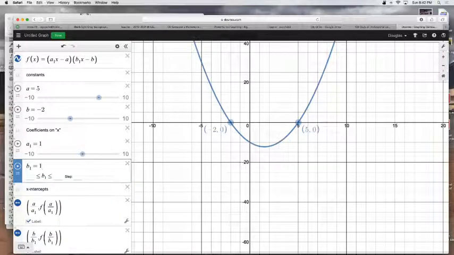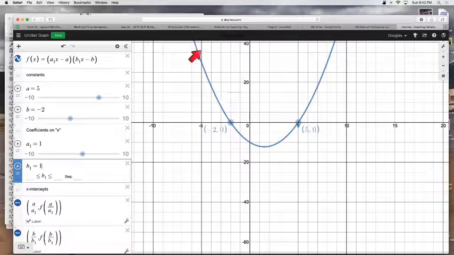Hello, this will be a quick video lesson on how to look at quadratic functions when they're expressed in intercept form, also known as factored form. If you look at my Desmos demonstration, we've got a1x minus a as one of the factors, and b1x minus b as the other factor. So we have the constants. In this case I let a be 5 and b be negative 2, and the coefficients on x are 1 in each case.